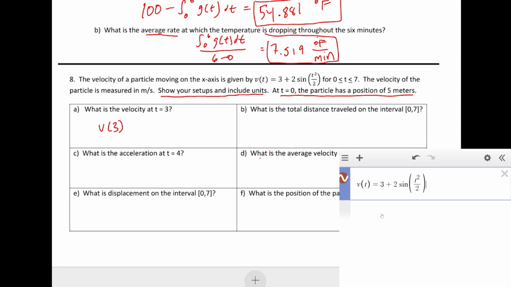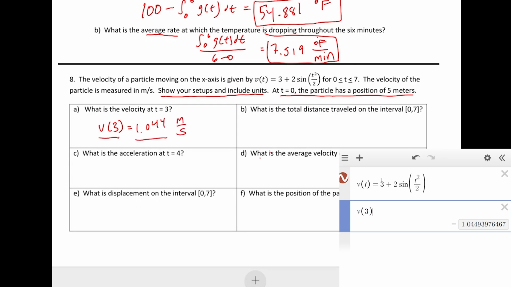And so we're interested in v of 3. And v of 3 is 1.044 meters per second. So we got the setup, the answer, and the units. We got everything we need here. I'm not going to box anything here because we kind of already have boxes and it looks a little cluttered anyway. So I'm just going to leave it written like that.